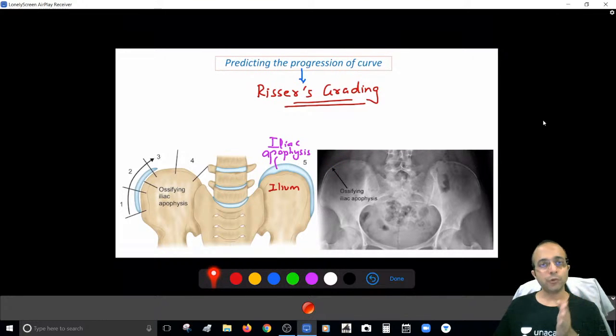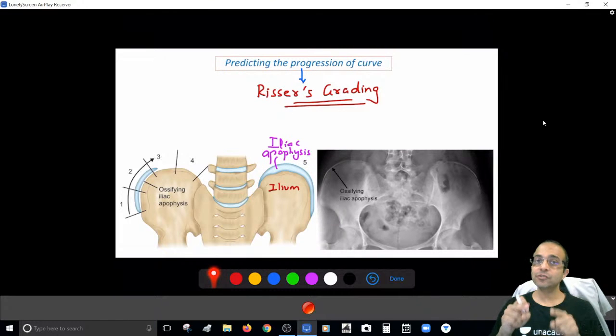Now as you proceed towards skeletal maturity, you are growing. The iliac apophysis will keep on fusing with the ilium, and then a time will come when the complete iliac apophysis will be fused with the ilium. Complete iliac apophysis fused means your growing period is gone. So that means growth in the body is over.